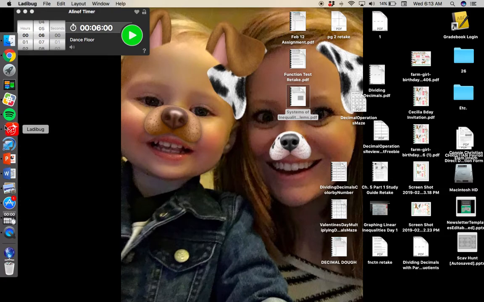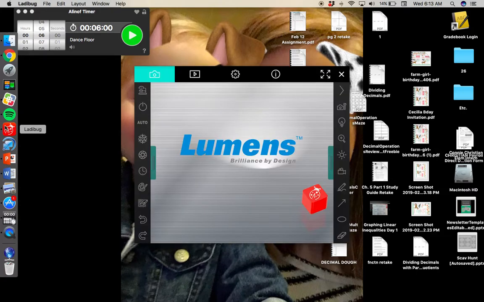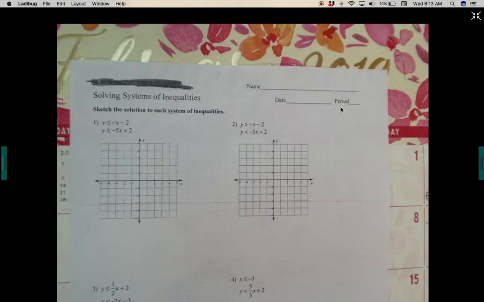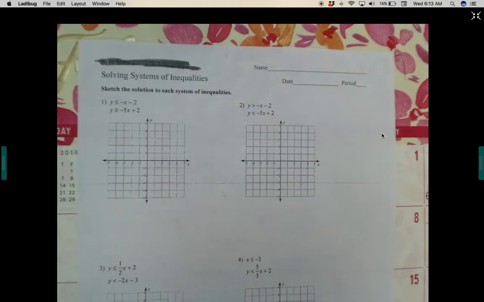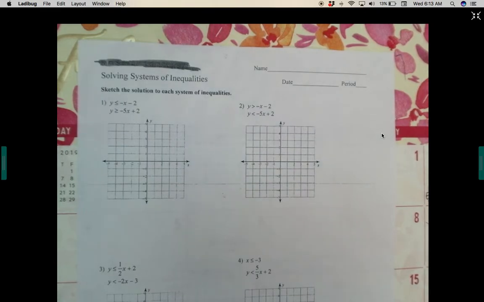Okay, so we're going to get started on solving systems of linear inequalities. We've already graphed some basic inequalities, just single inequalities. So we're going to be doing systems now. And remember, a system is two or more. Last time it was equations, now we're doing inequalities.